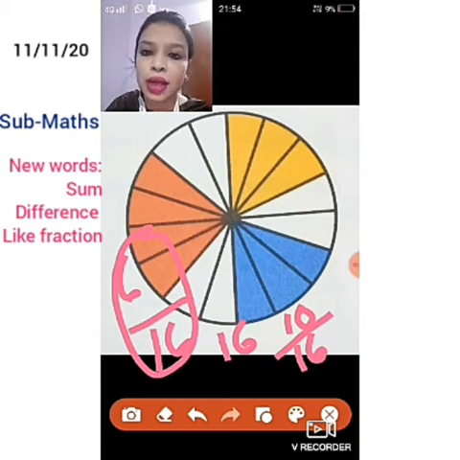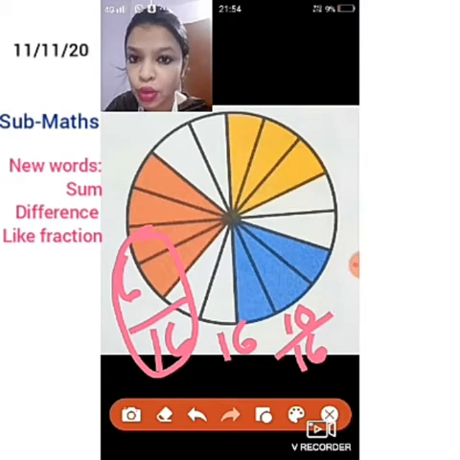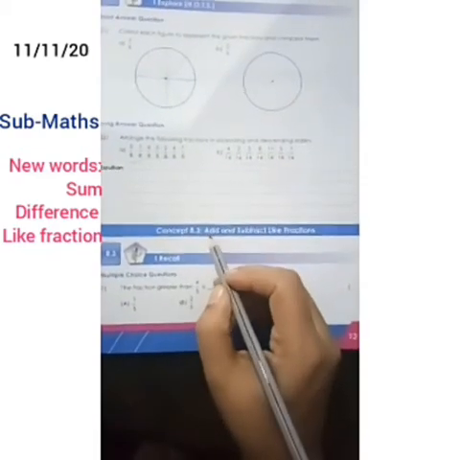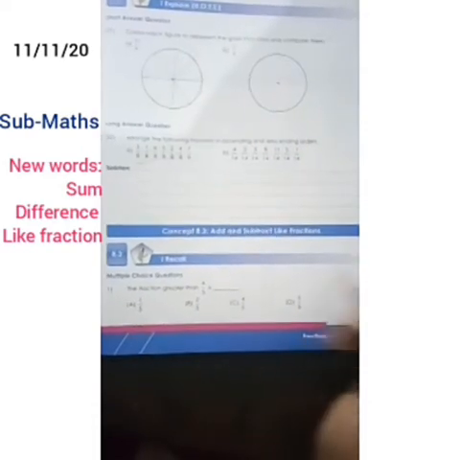So let us start the class. We will get many questions regarding this topic and our doubts will be more clarified, okay, as once we practice. Now children, this is the workbook. The topic for today is add and subtract like fractions. Okay, so let us go to the first question.